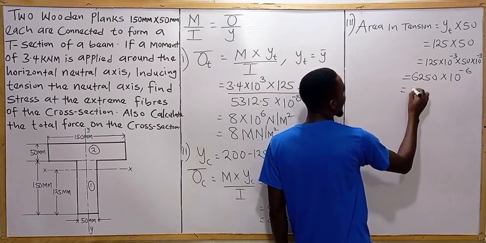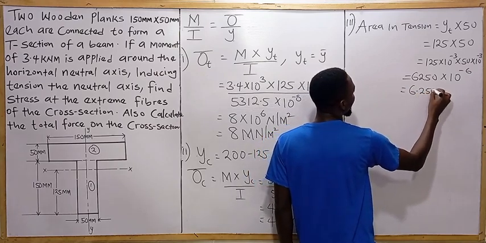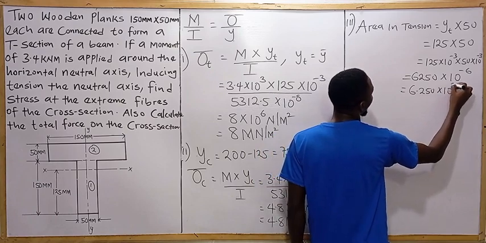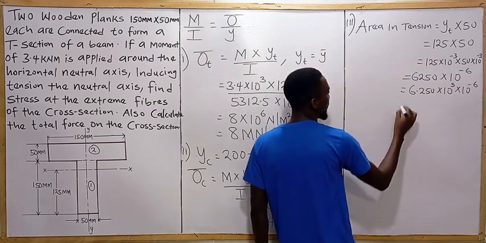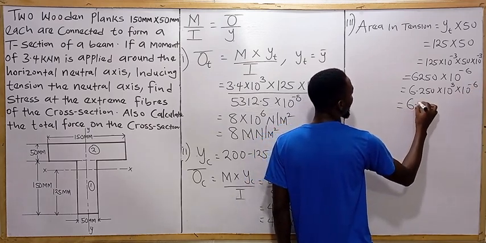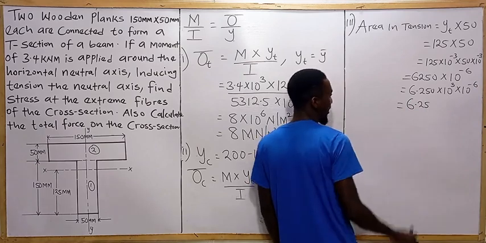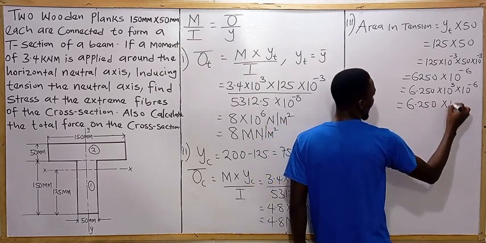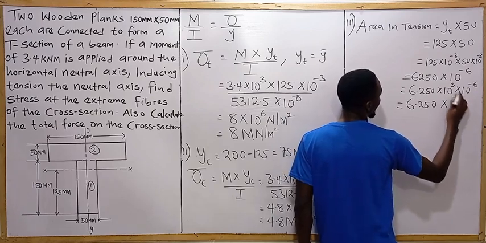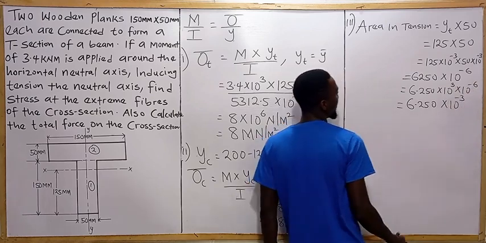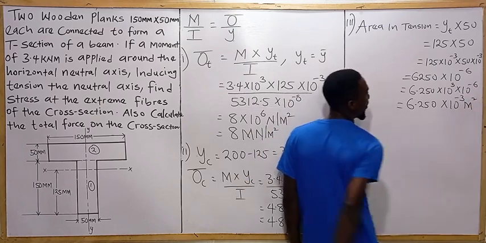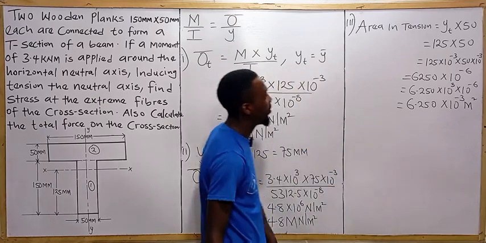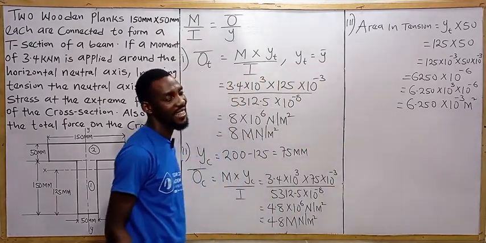So which we can write as 6.250 times 10 to the power of 3, then times 10 to the power of minus 6. So this will be 6.250 times 10 to the power of minus 3, because 3 minus 6 is this. So this is going to be in m to the power of 2. All right. So that will be what we have for our area in tension.